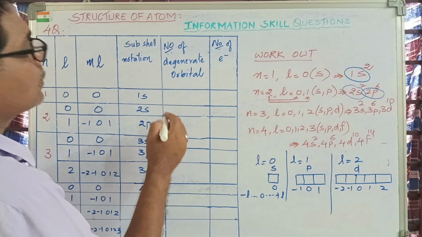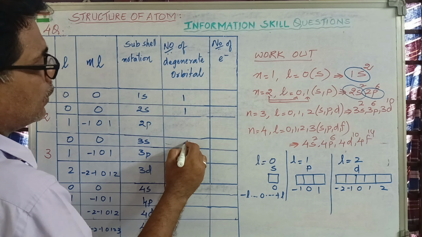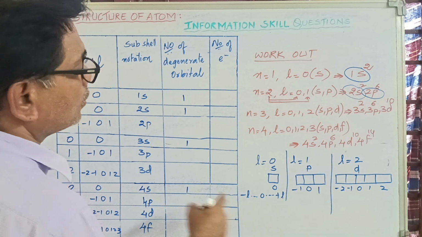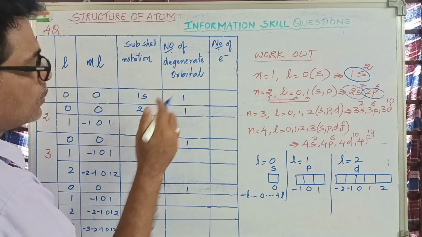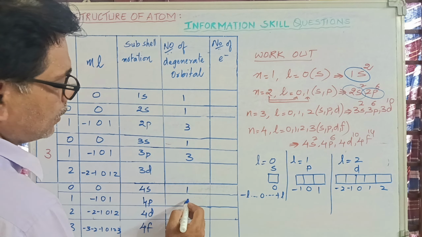Now coming to the number of degenerate boxes. For s it is 1 box. So wherever you come across s, you can simply finish with 1. p has got 3 boxes. Degenerate means boxes. p has 3 boxes, and here p is 3 boxes.